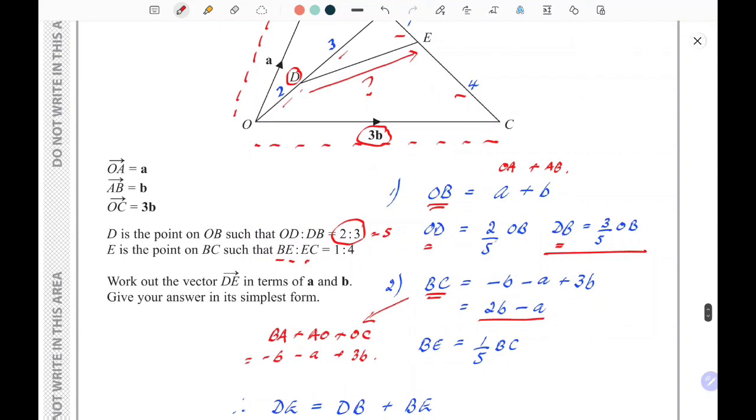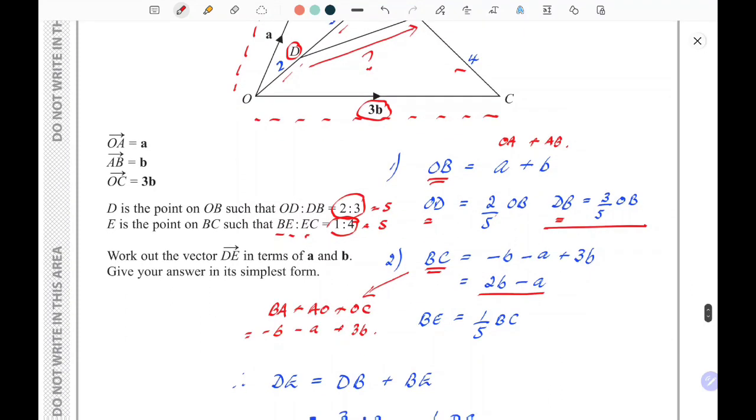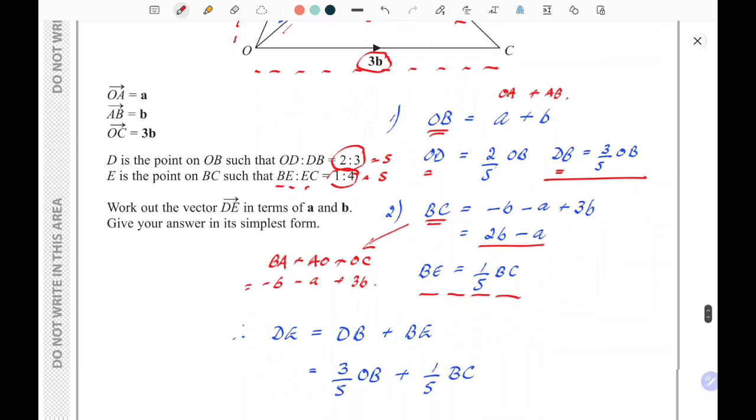And BE, again using the ratio, again it's a 5. So BE must be 1/5 of the total of BC. So just hold that result there for a moment.